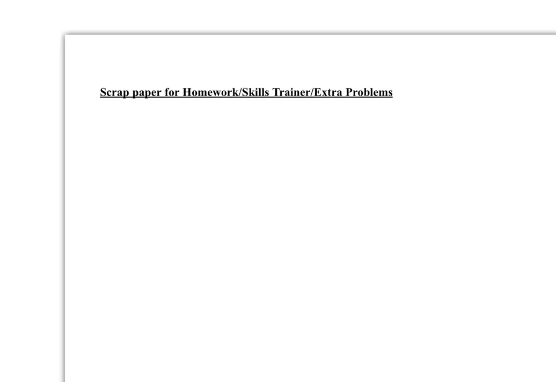Homework. Remember, either write your work in this notebook or in your spiral, but keep organized. Show your work, practice writing your work out.